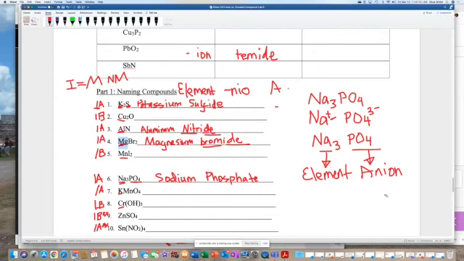Do the same thing for the next one. We got K, M, n, O, 4. There is nothing down here, right? There's nothing, and there's nothing down here. If it's nothing down here, remember that you need to know the charge of potassium. Potassium is in group 1, so its charge is positive. That makes this negative. So positive 1, negative 1. What's the name of this? Name potassium like an element. So right here, potassium.